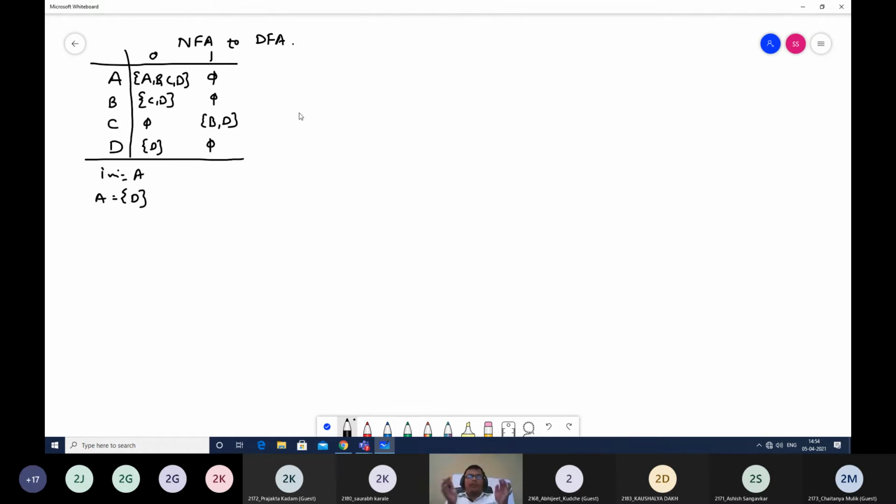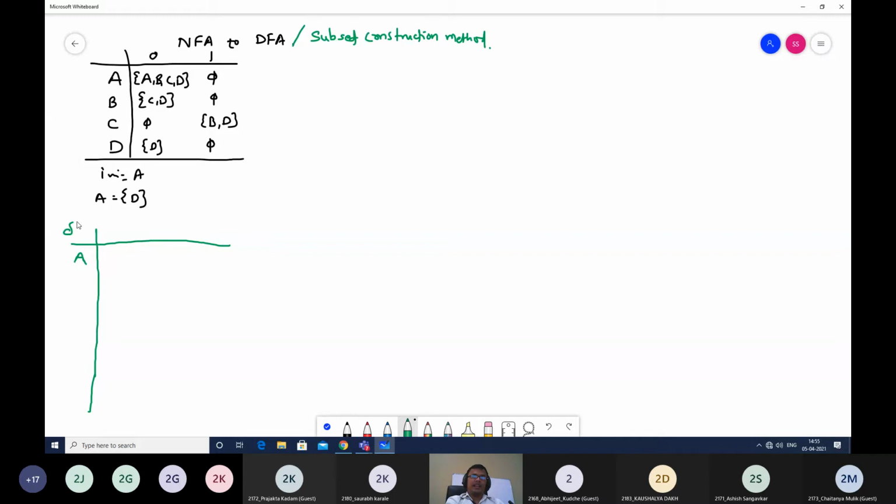Now while converting NFA to DFA, our number of states will change. We also call this method the subset construction method. Why we call it subset, I'll let you know soon. Here our number of states are going to change. We are going to start with the initial state of the given problem. What is the initial state of the given problem? It is A. So we'll start with A first.